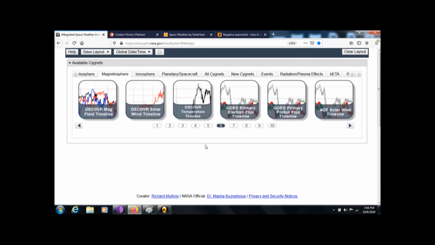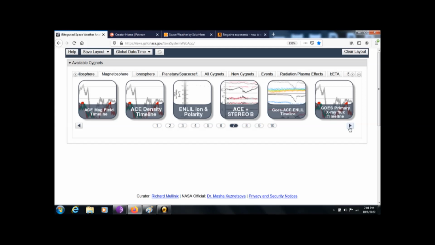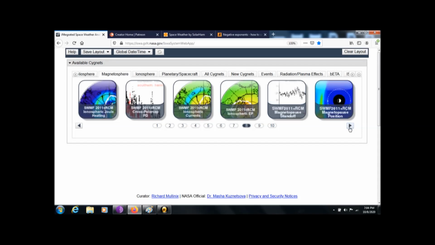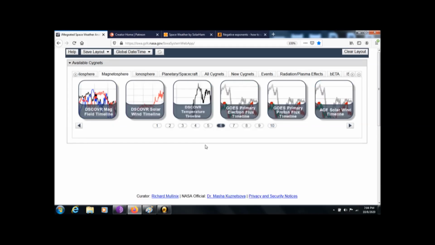So we're scrolling through some of these instruments, and we're looking for some magnetosphere stuff, and we're looking for some solar wind stuff. But mainly I want to find the standoff position. The standoff position is the distance that the magnetosphere is from the Earth. And I have a little bit of a problem finding that instrument. It's on here when they move it around, but definitely I'm having issues.